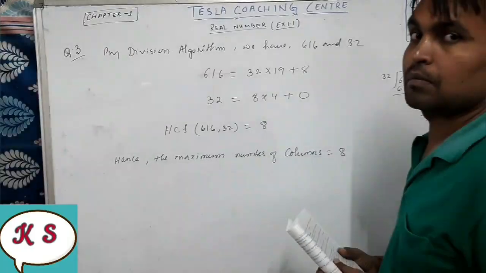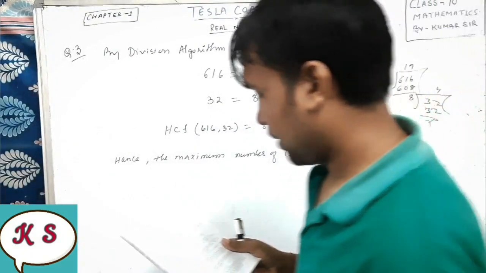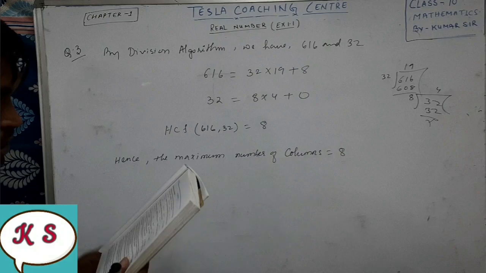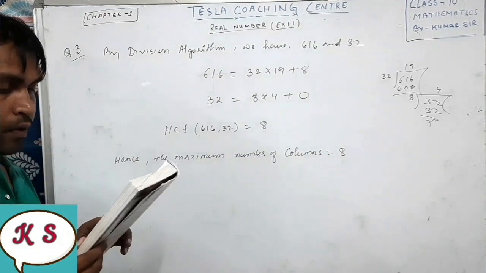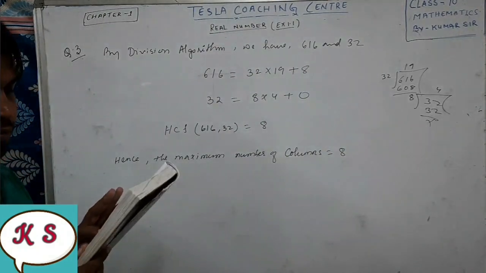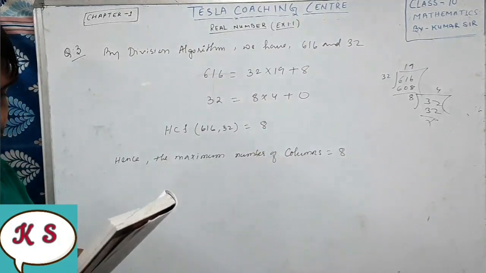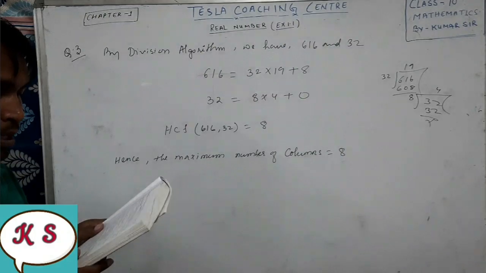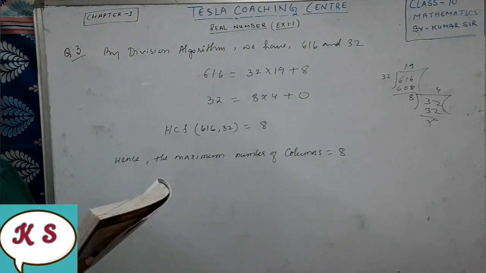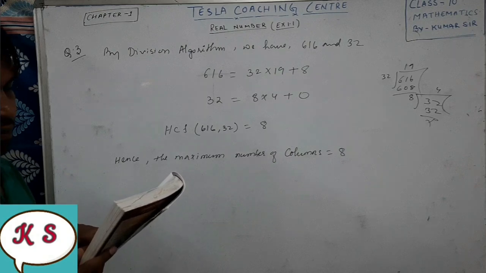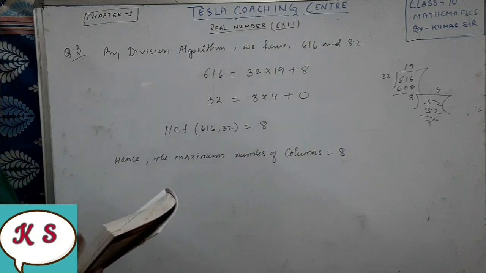Hope you understood, students. Okay, so we are back with question number 3. In question number 3, it is said an army contingent of 616 members is to march behind an army band of 32 members in a parade. The two groups are to march in the same number of columns. What is the maximum number of columns in which they can march?